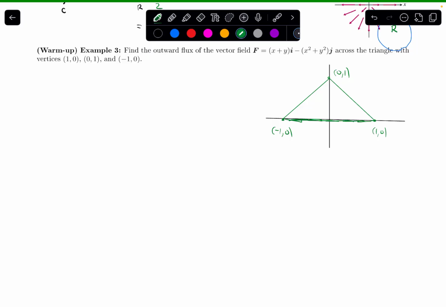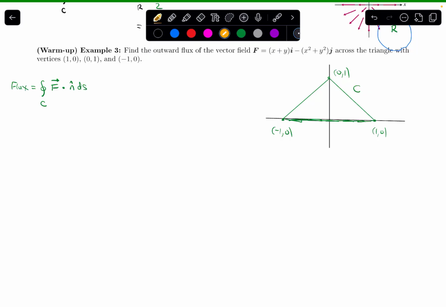Okay, and remember that flux, the formula for this is I do the line integral over this curve, let me call the curve C, because it's a closed curve. It starts and ends at the same spot. I can indicate that by drawing a little circle through the integral. And then I do the line integral of the vector field dotted with the unit normal vector, ds.